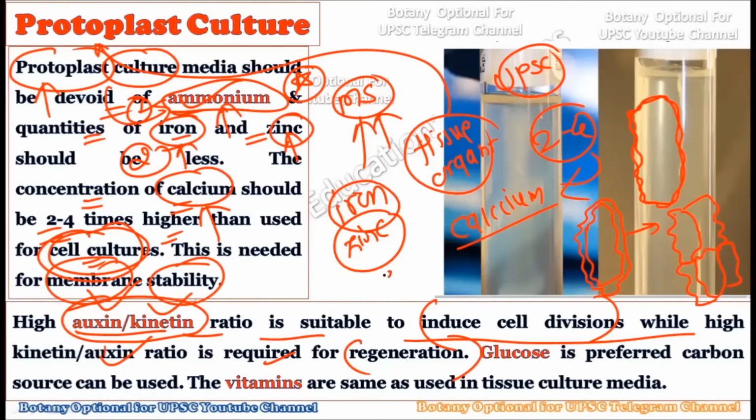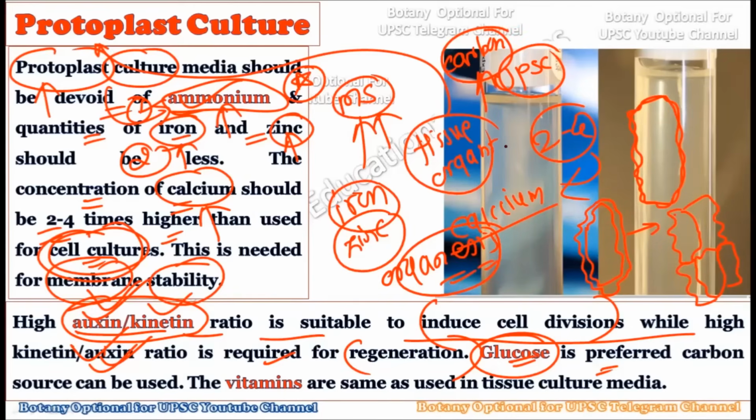A high kinetin to auxin ratio is required for organogenesis. If you want to do organogenesis, that is organ formation, then we should use a high ratio of kinetin to auxin. And if you just want to induce cell division, you should use a high auxin to kinetin ratio. Now, glucose is also added in the media as a preferred carbon source.